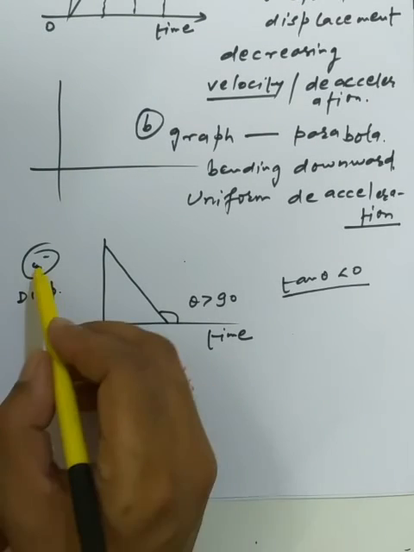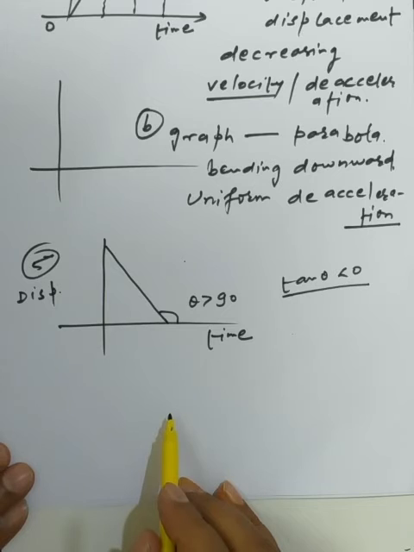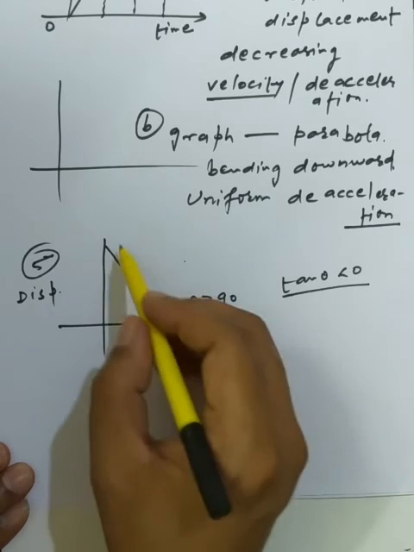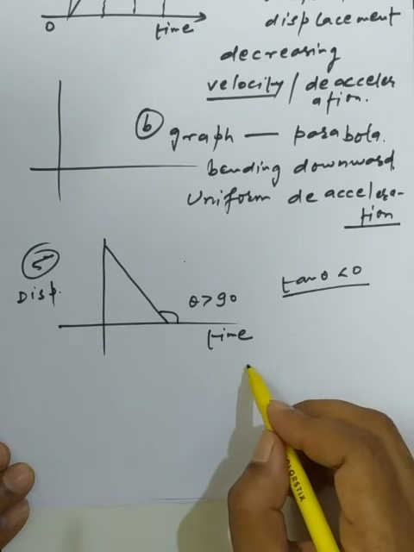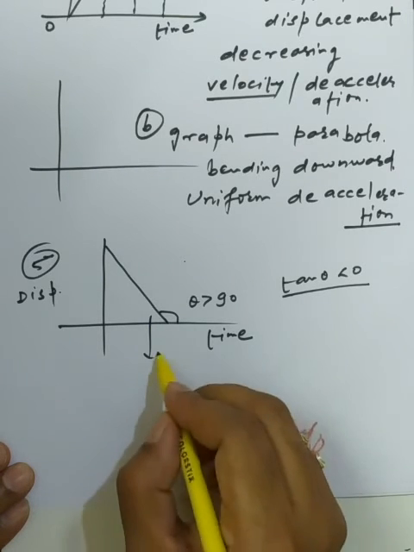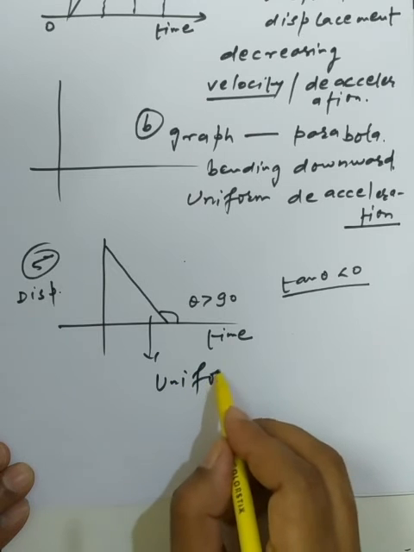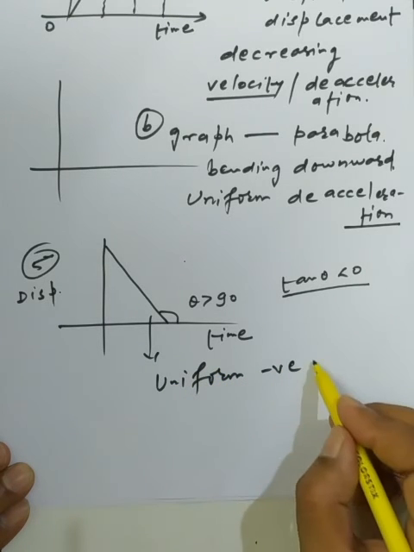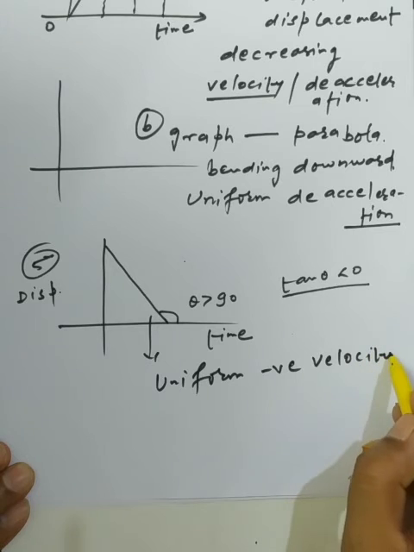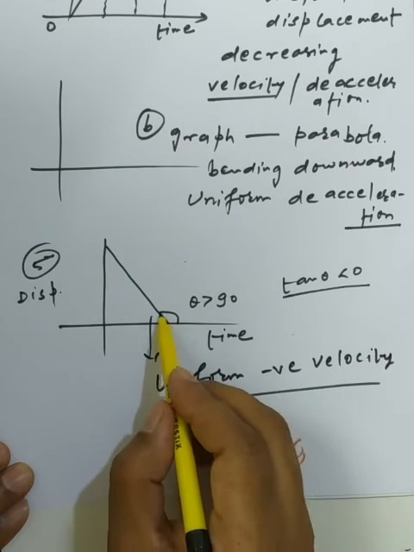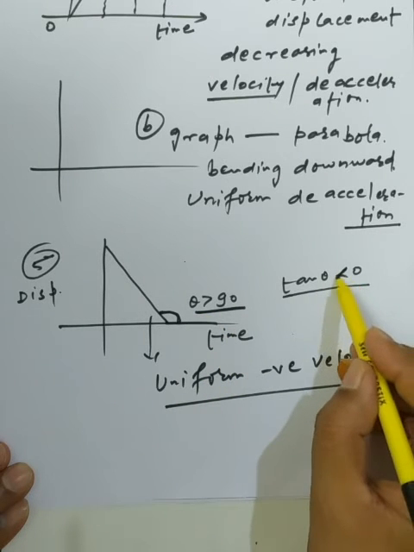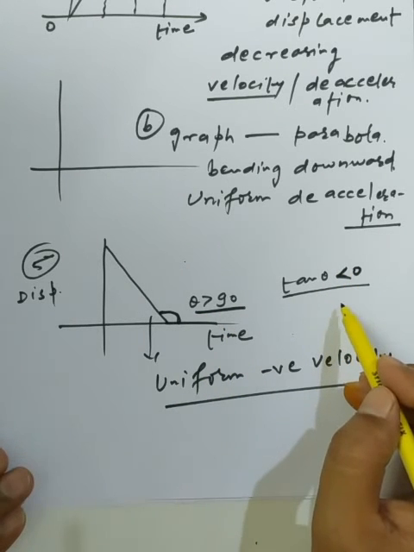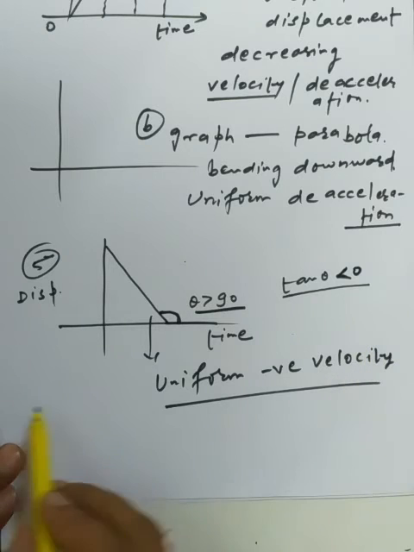Here we have graph number 5, and graph number 5 states that whenever we plot the displacement time graph as a straight line, it gives the concept of uniform negative velocity. How can we say that? Because the slope of the graph, theta, is greater than 90, so tan theta will be less than 0. Okay, so this indicates that the slope of the graph is negative. Okay, so this is another parameter we have.